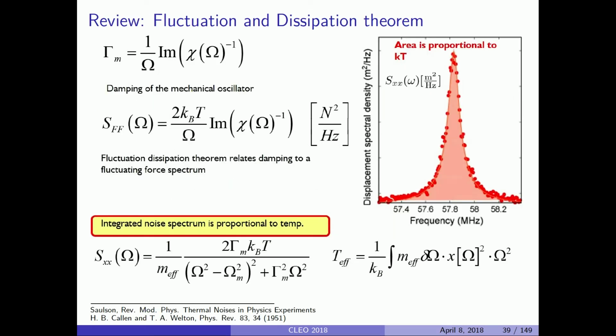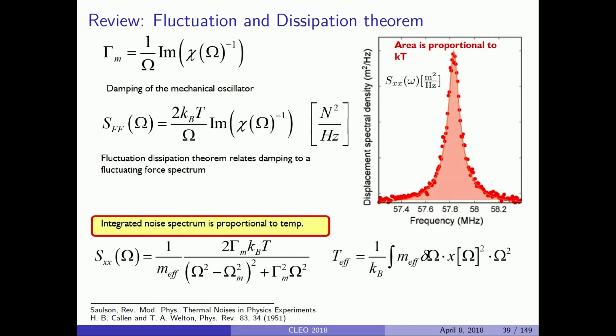Let me mention only briefly: if you have this mechanical oscillator, you integrate the entire spectrum here. You get exactly equal partition. You get a thermal occupation, and you can derive from this the temperature of the mechanical oscillator. So in principle, you can use the noise spectrum to gauge what the temperature of the oscillator is.